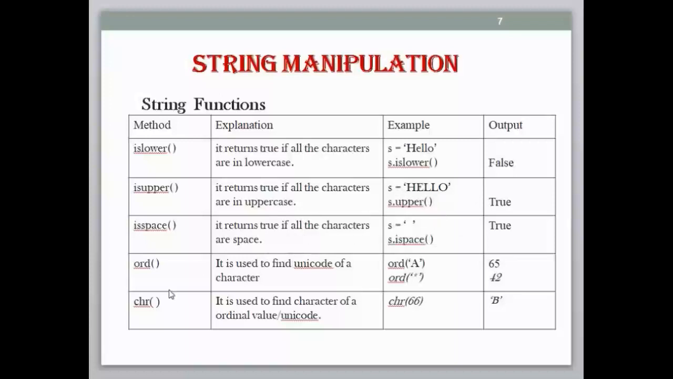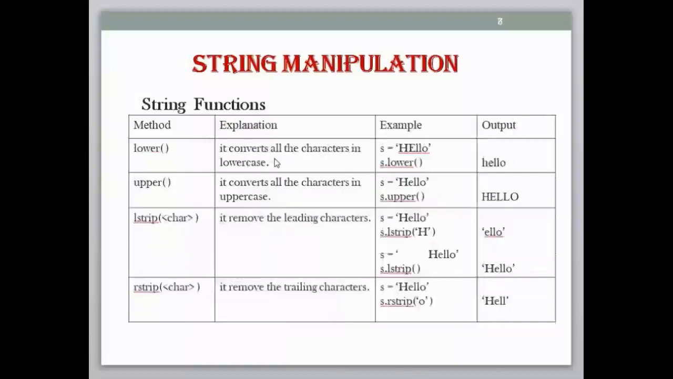ORD, ordinal number, is used to find the Unicode of a character. Suppose you want to find the ASCII number of any particular character. You can use this function, like ORD of capital A. It is 65. ORD of asterisk is 42. Likewise, CHR is the opposite of the ORD function. It is used to find the character of an ordinal value or Unicode. Like CHR of 66 is capital B.